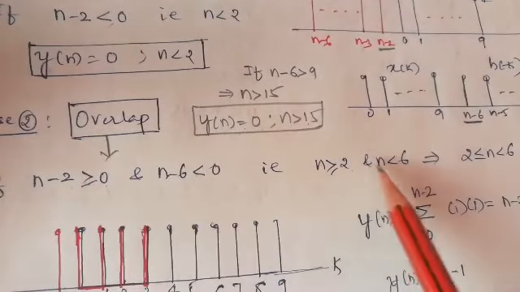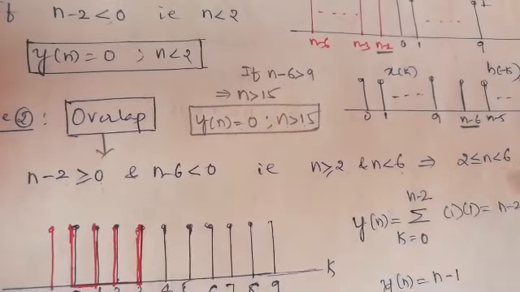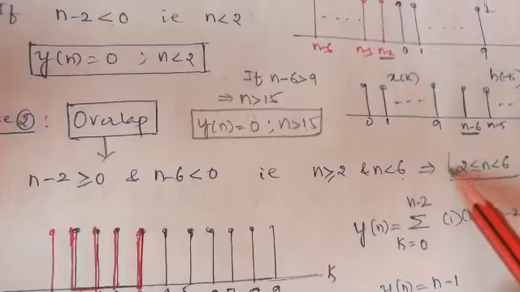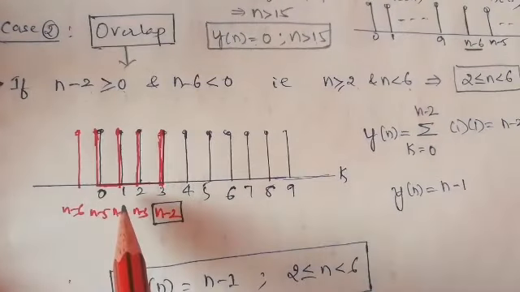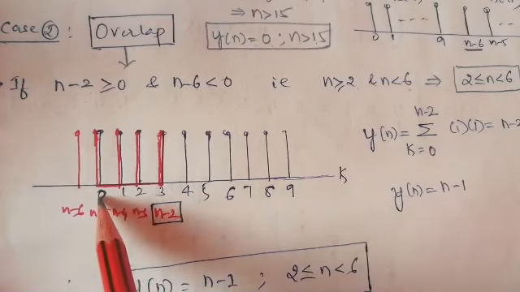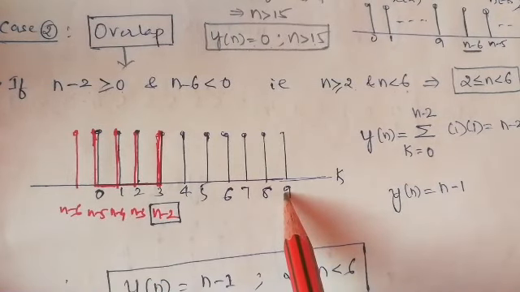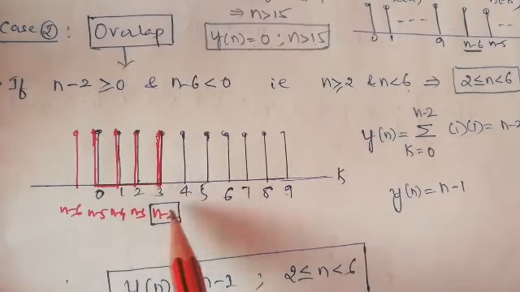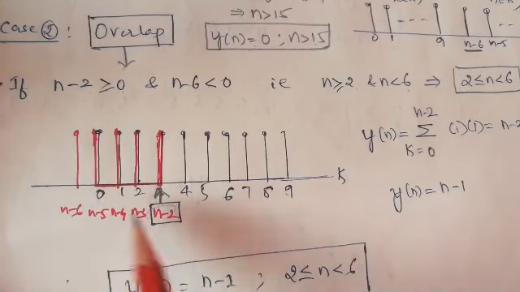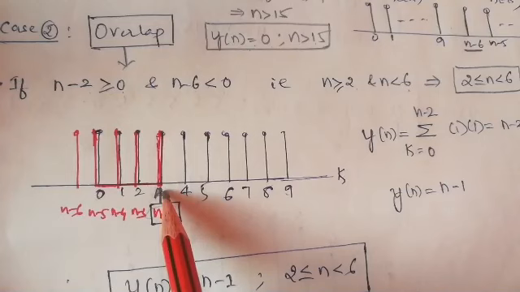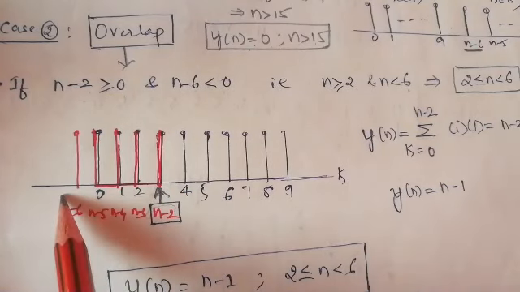If you take 6 to the other side, n is less than 6, hence we can write it lies between 2 to 6. Okay, now represent graphically. First signal is 0 to 9, as it is, I represented. Second signal, n minus 2, this point I placed here, somewhere here. Okay, n minus 2 is greater than 0, and n minus 6 is less than 0.